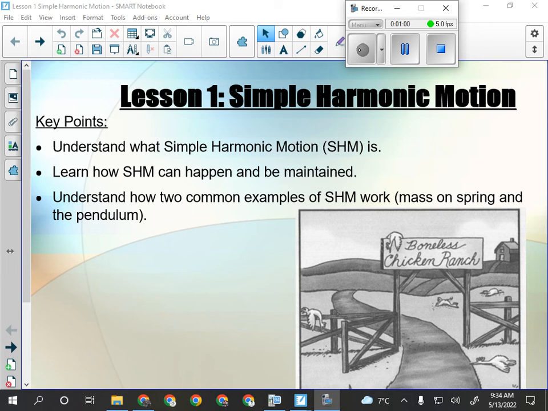So we'll be looking at what simple harmonic motion is, how it can happen and be maintained, and look at two common examples of simple harmonic motion and how they work. That would be a mass on a spring and a pendulum. And the reason simple harmonic motion and waves go in the same unit is because waves are also a type of harmonic motion, and they're usually caused by a disturbance that is oscillating with simple harmonic motion. So that's what we'll be looking at during this unit here.